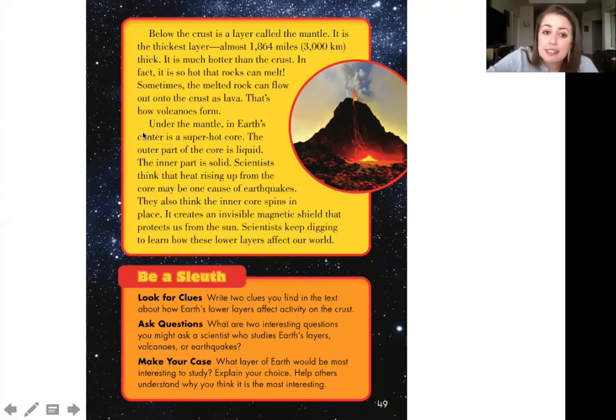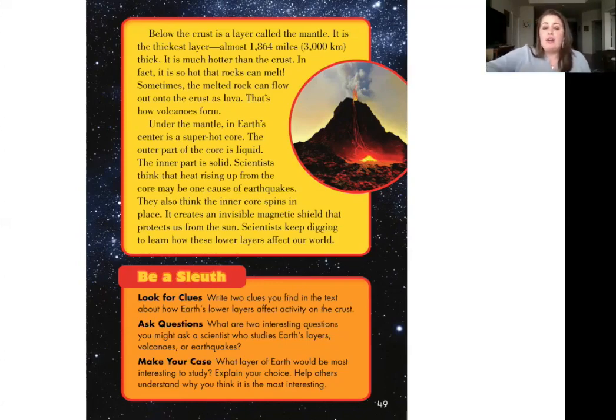Next paragraph. Under the mantle in Earth's center is a super hot core. The outer part of the core is liquid. The inner part is solid. Scientists think that heat rising up from the core may be one cause of earthquakes. They also think the inner core spins in place. It creates an invisible magnetic shield that protects us from the sun. Scientists keep digging to learn how these lower layers affect our world.